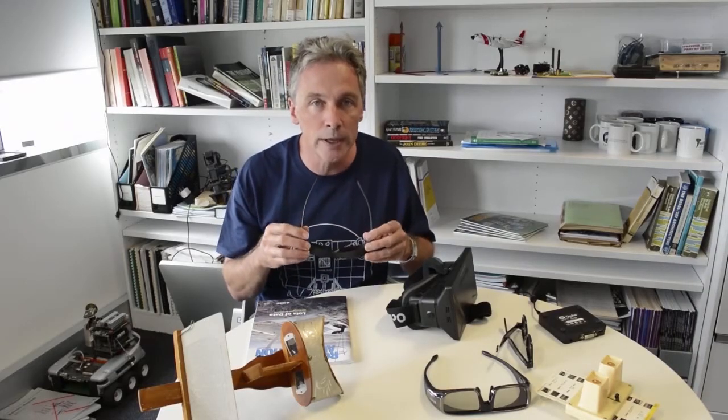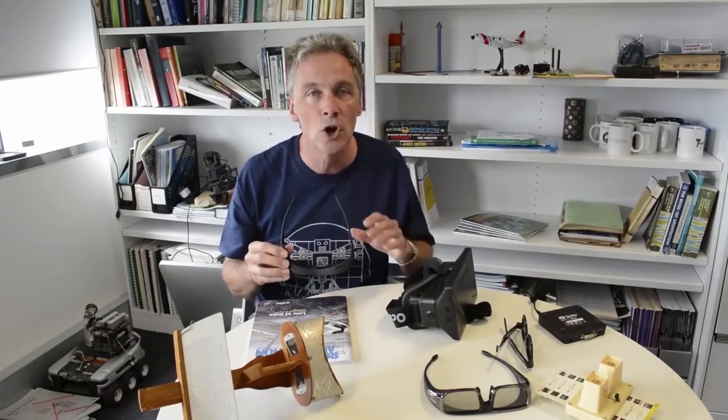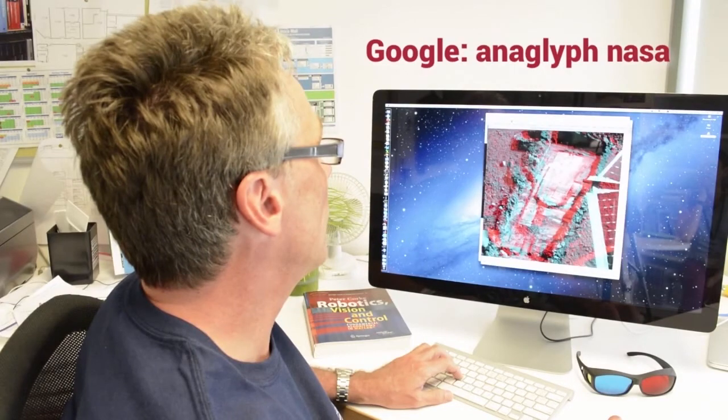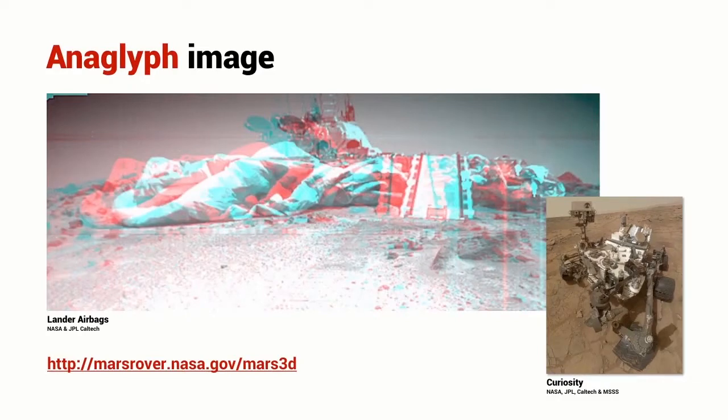So if I put this on and look at a printed anaglyph image or an anaglyph image on a web page, for instance, NASA have got lots of anaglyph images of Mars, we get a very, very vivid 3D sensation. This is just one image from NASA's collection of 3D anaglyph images. The most recent Mars rovers all carry quite sophisticated stereo vision systems, and the images are transmitted back to Earth, processed by NASA, turned into anaglyph form and made available through their website.